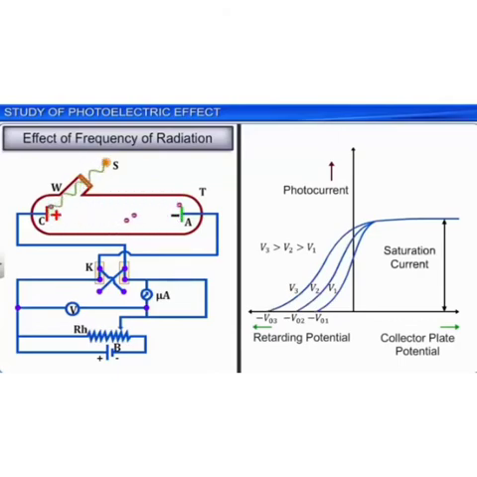As the frequency of radiation increases, V0 increases. This implies that the maximum kinetic energy of the ejected electrons also increases, according to the relation K max = eV0 for maximum kinetic energy of photoelectrons. But the maximum kinetic energy is independent of the intensity of radiation.